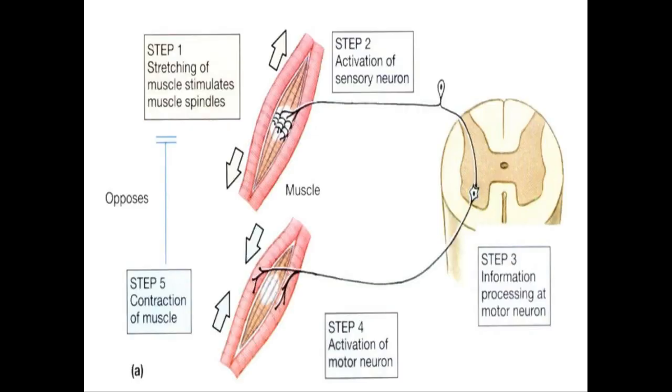So there's an example. Okay, step 1, we've got stretching. Stretching of muscles stimulates muscle spindles. Okay, step 2, we've got activation of sensory neurons. Step 3, the information is processed at the motor neuron. Step 4, we've got activation of the motor neuron. And step 5, we've got contraction of the muscle.